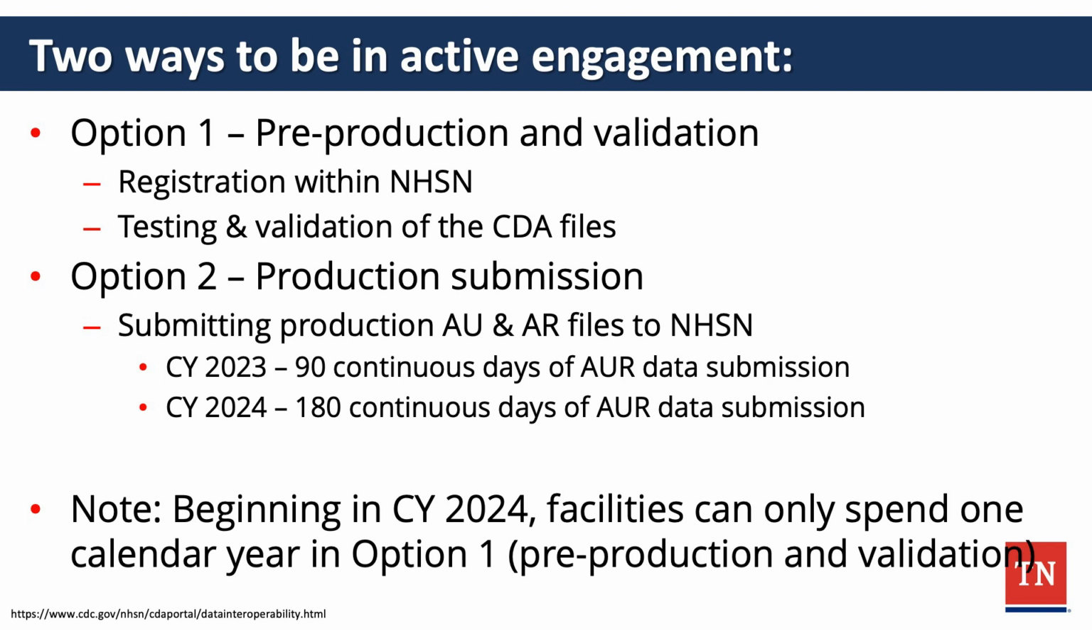And you have two options to be in active engagement with NHSN. The first is that you say you're preparing to report, you're validating your data, and you're getting it up and running. But you can only claim option number one for 1 year.